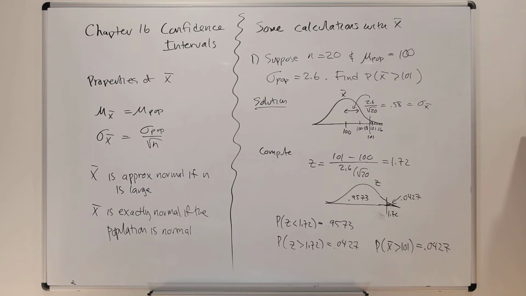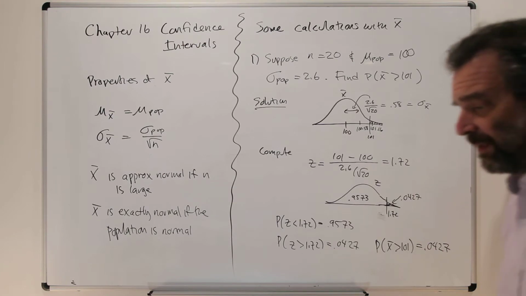Okay, well, I'm started on chapter 16, just to backfill a little bit. Chapter 16 is about confidence intervals. It starts off with a little introduction or a review of the properties of the sample mean. So let's look at that for a second.